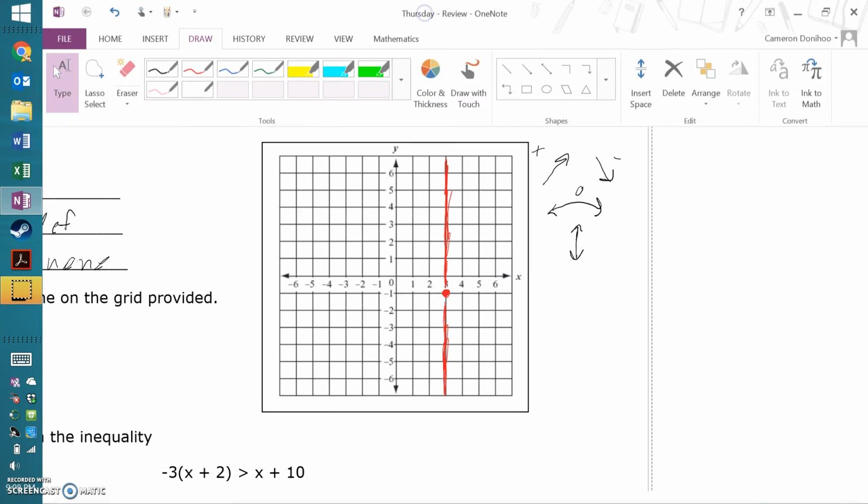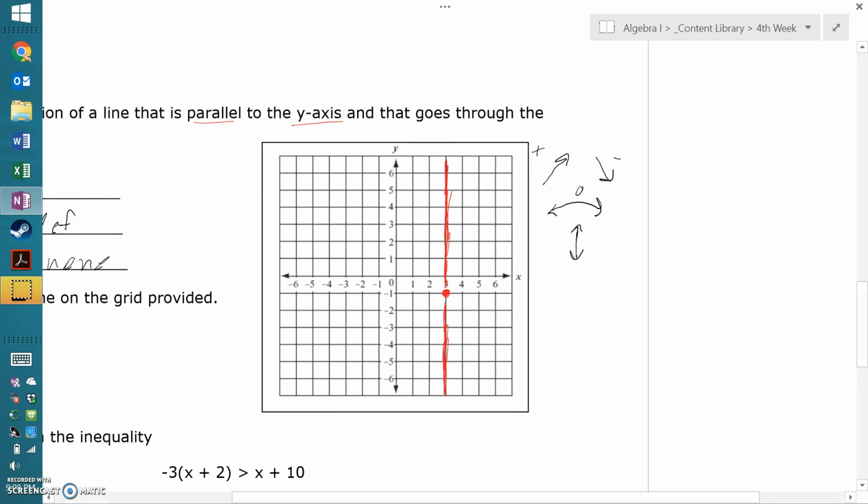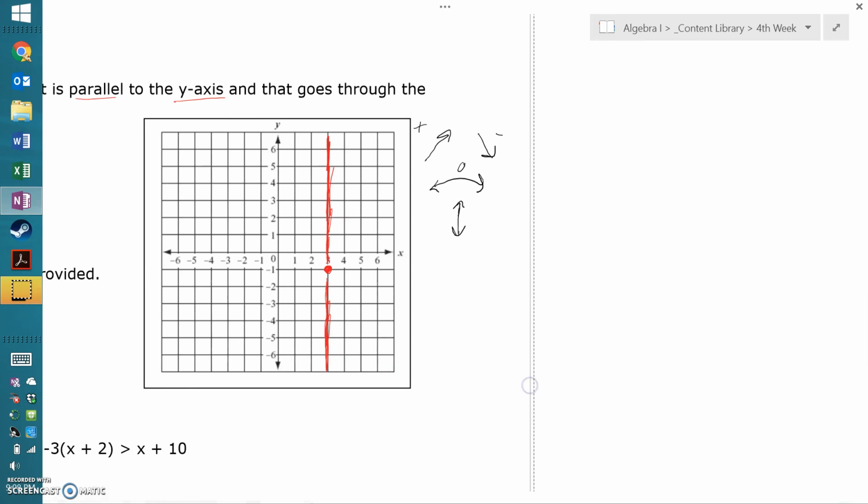I talked with a few people over this in class. I'm going to try to make this quick. If I were to pick other points that are on this line, like (3, 3), (3, 1), and (3, -1), all of those points have something in common. Their x value is 3.